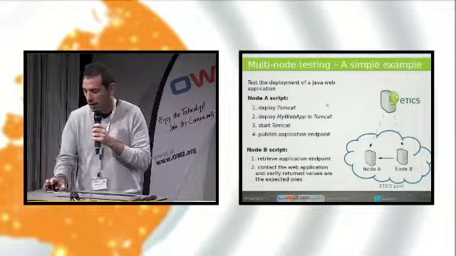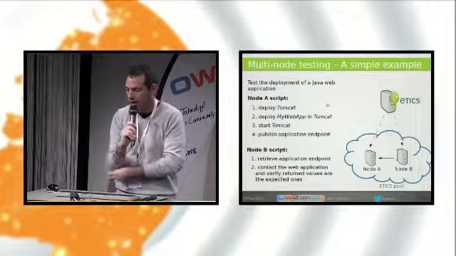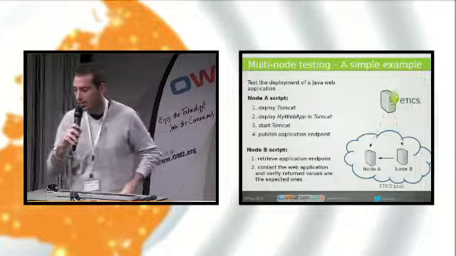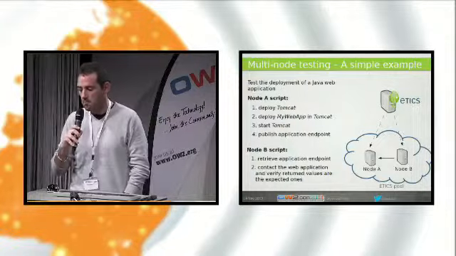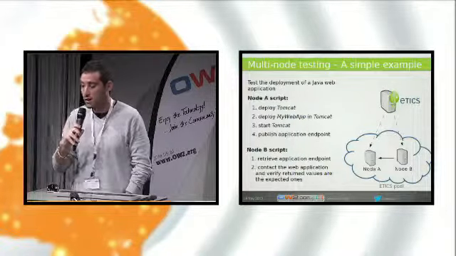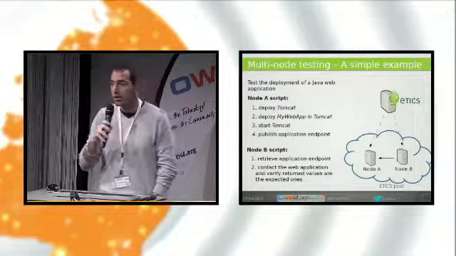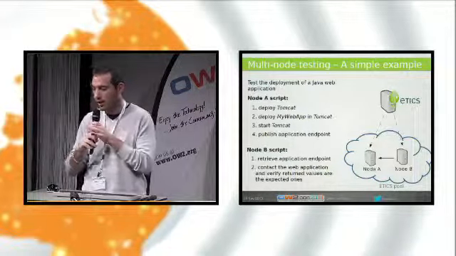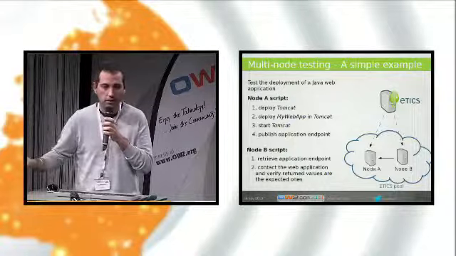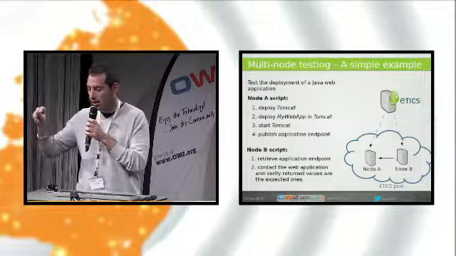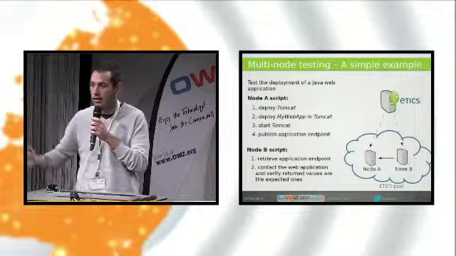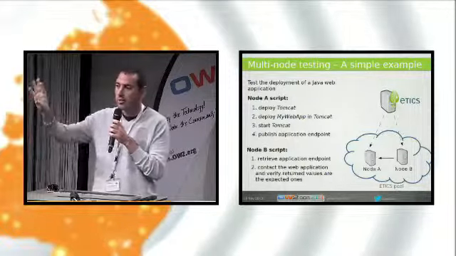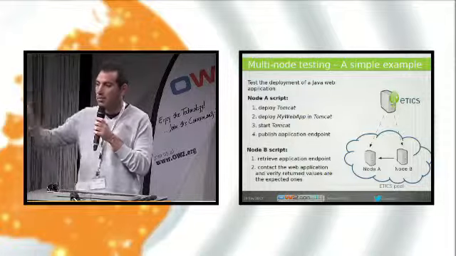So just to give an example, let's say I want to test my Java web application, and I define a test with two nodes. The first node I want to deploy, I specify that I want Tomcat on the first node, and I want to deploy my application on Tomcat, and then I start the server and publish the endpoint of my application.